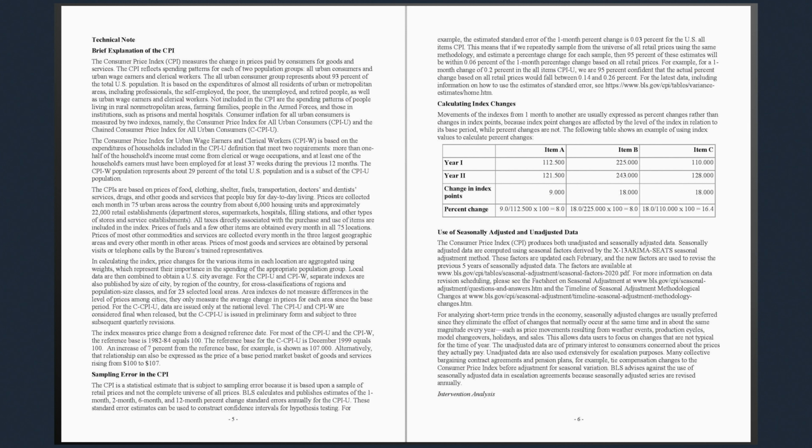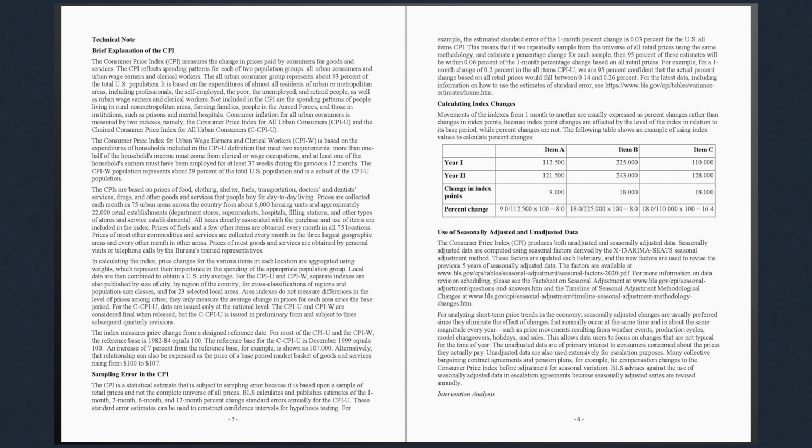workers. The all-urban consumer group represents about 93% of the total U.S. population. It is based on the expenditures of almost all residents of urban or metropolitan areas, including professionals, the self-employed, the poor, the unemployed, and retired people, as well as urban wage earners and clerical workers. Not included in the CPI are the spending patterns of people living in rural non-metropolitan areas, farming families, people in the armed forces, and those in institutions, such as prisons and mental hospitals.